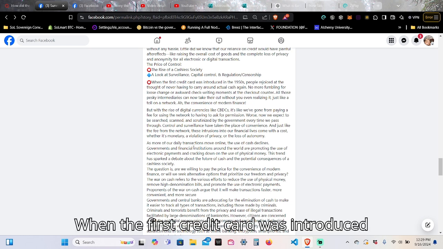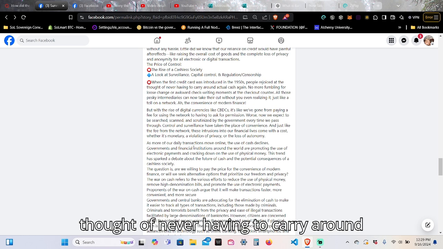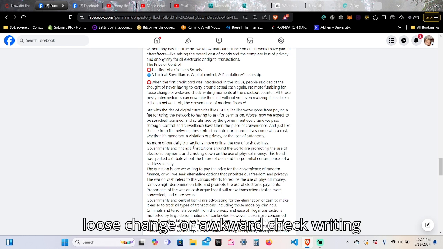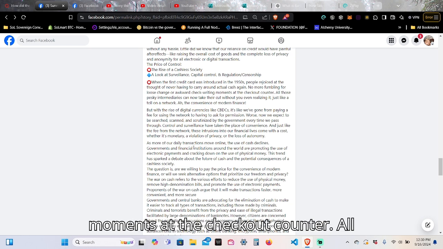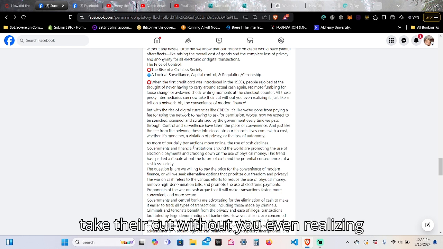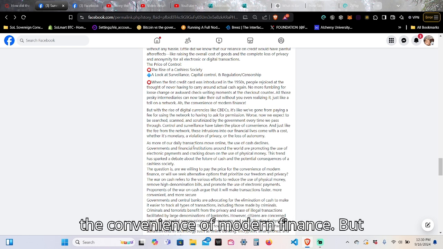When the first credit card was introduced in the 1950s, people rejoiced at the thought of never having to carry around actual cash again. No more fumbling for loose change or awkward check writing moments at the checkout counter. All those intermediaries can now take their cut without you even realizing it. Just like a toll on a network. The convenience of modern finance.